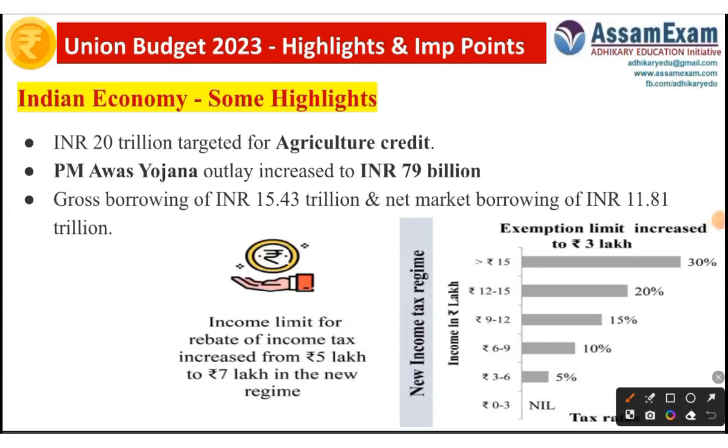In this budget, 20 trillion rupees has been targeted for agricultural credit. For the Pradhan Mantri Awas Yojana, the outlay has increased to 79 billion rupees. Gross borrowing for the Indian government is 15.43 trillion and net market borrowing is 11.8 trillion rupees.